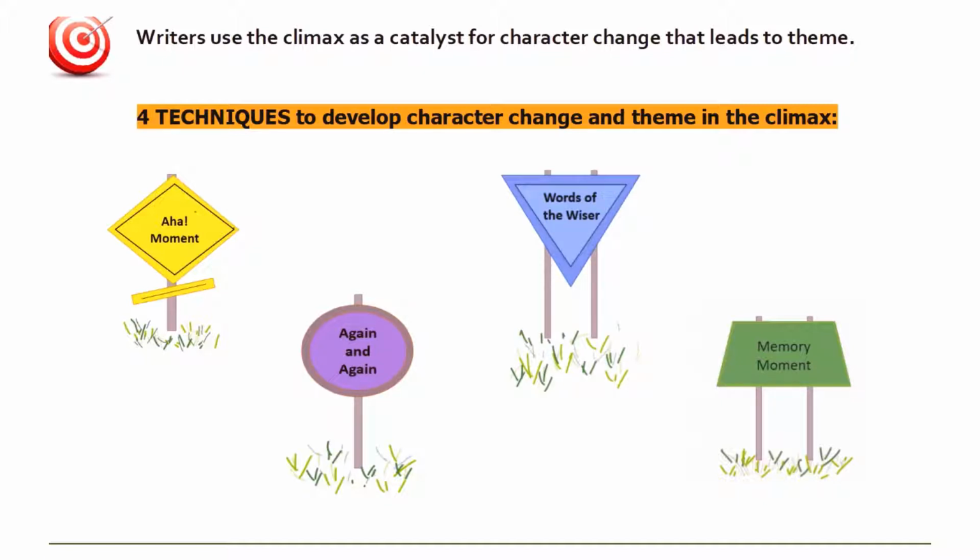They're words that you plant into the text to make your reader see the character having an aha moment. Or you can use the again and again technique by using repetition to show a theme. You can also use words of the wiser. This is where someone older and hopefully wiser gives the main character some advice. And then the last one we're going to talk about is memory moment, where the character thinks back to some memory that serves as a catalyst for some kind of realization or recognition on the part of the main character that leads to a theme.